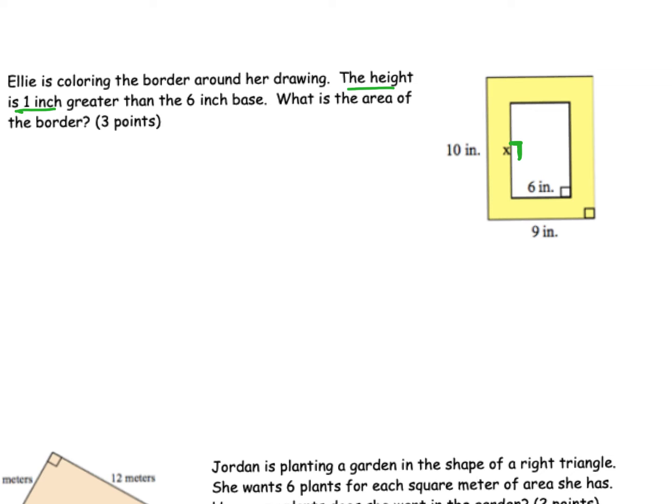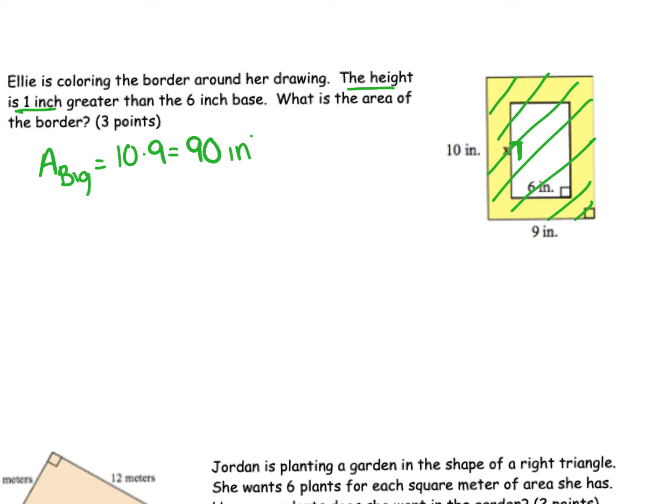The easiest way to solve this is we can think of this big rectangle as one big piece and just find the area of that entire piece. So we're going to start by finding the area of the big rectangle, which is 10 by 9, or 90 square inches. But then when we think about the border, it is the yellow, which means that the picture on the inside is not included. In that picture, the small rectangle is 7 by 6, so we're going to get that area as well, which is 42 square inches.